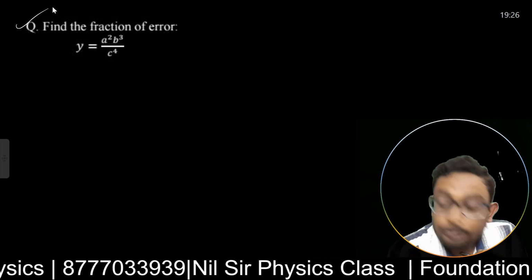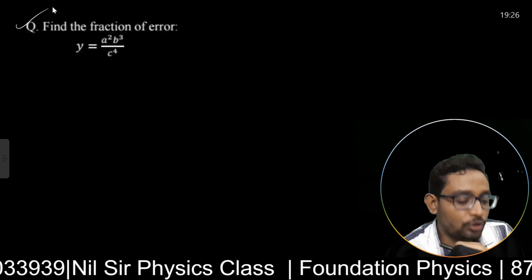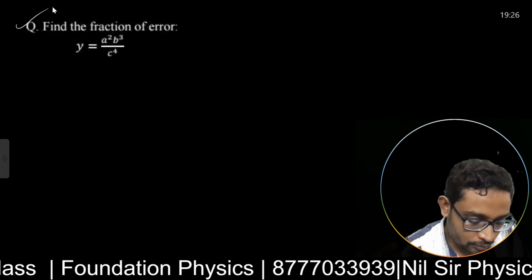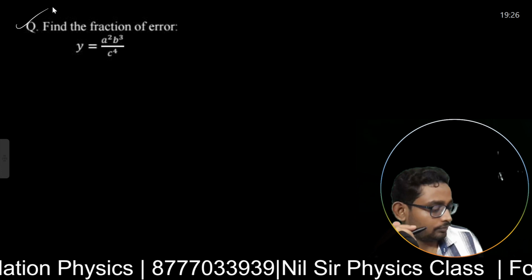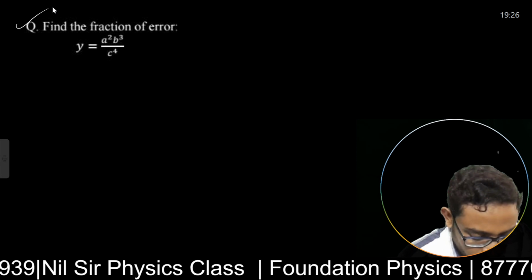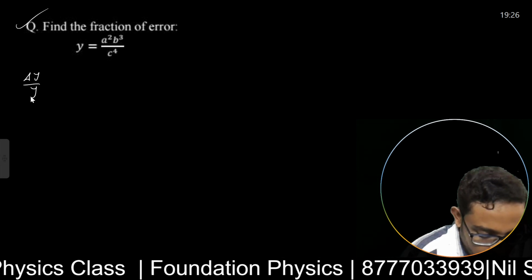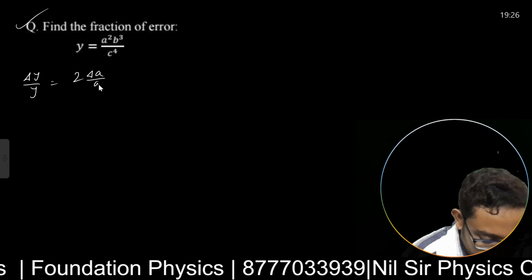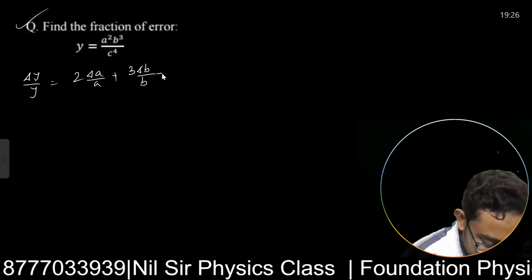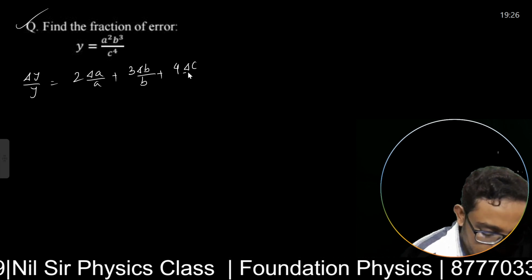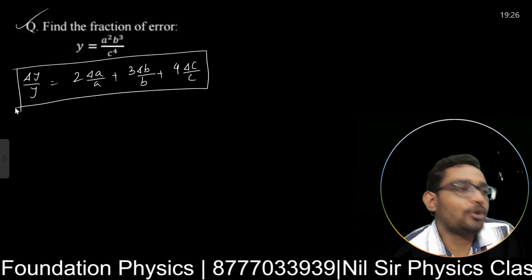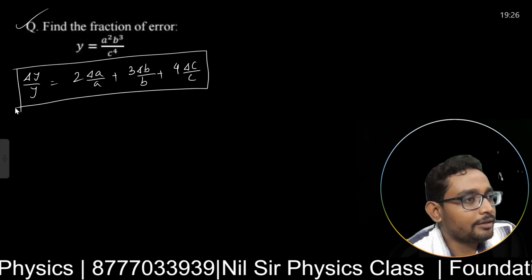For y equals a square b cube by c to the 4, delta y by y equals 2 delta a by a plus 3 delta b by b plus 4 delta c by c, and for percentage we will multiply by 100.